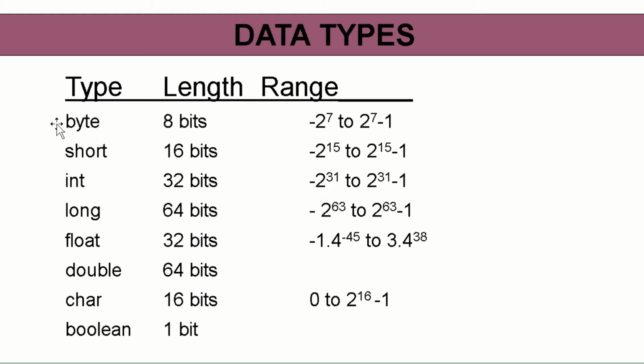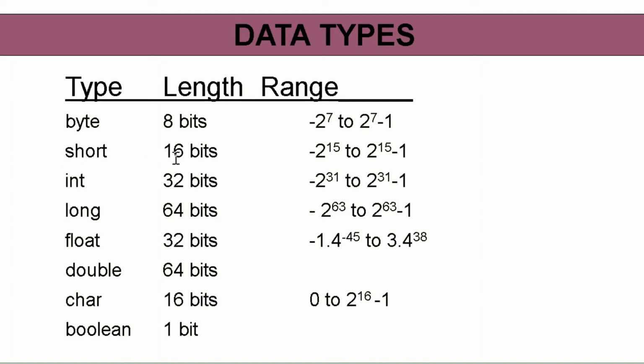First we have byte. It's 8 bits, and to compute the range, that would be negative 2 to the power of 7 to 2 to the power of 7 minus 1. Computing that gives us negative 128 to 127, because 128 minus 1 because of the 1 minus here gives us 127. So that's the range of byte.